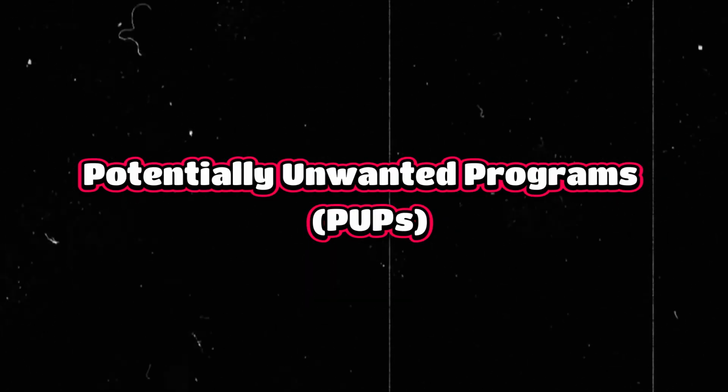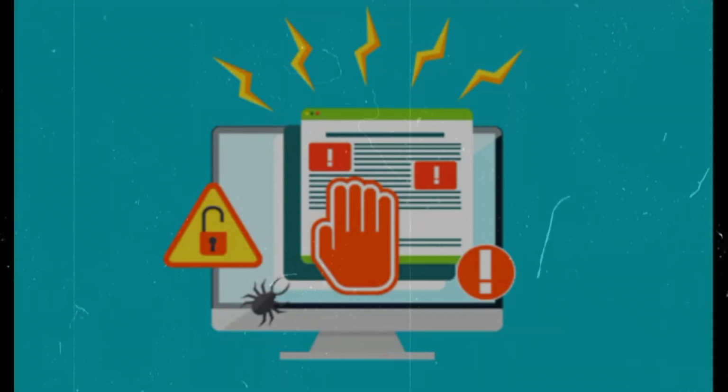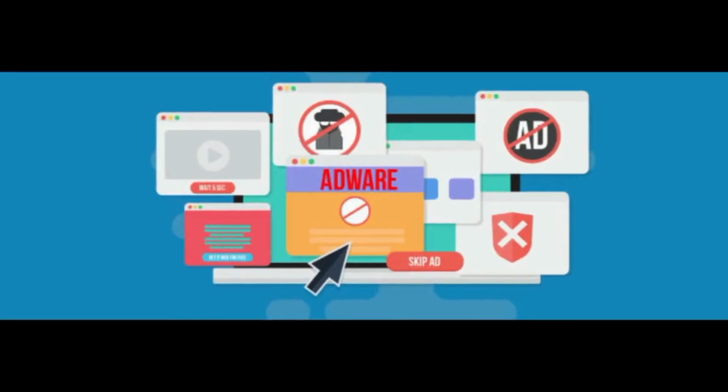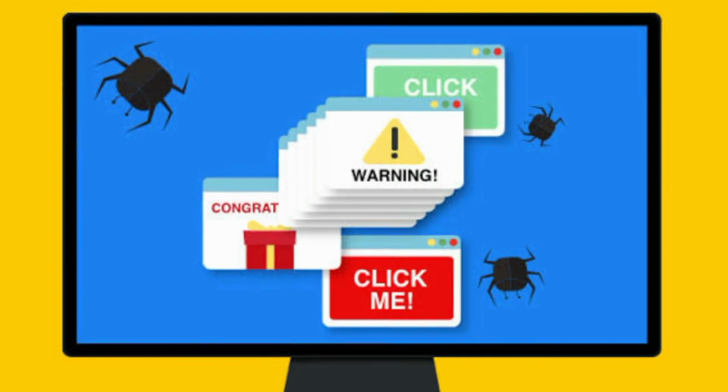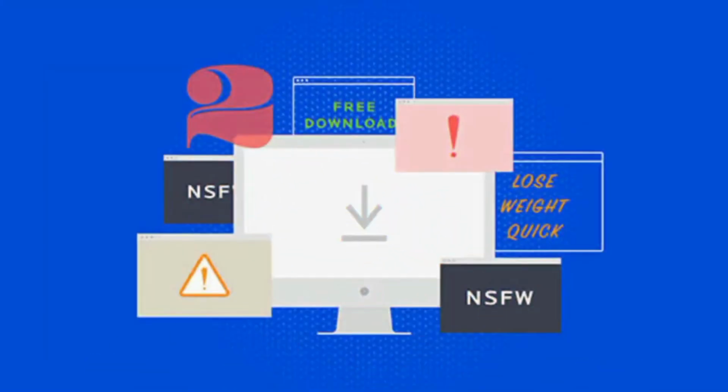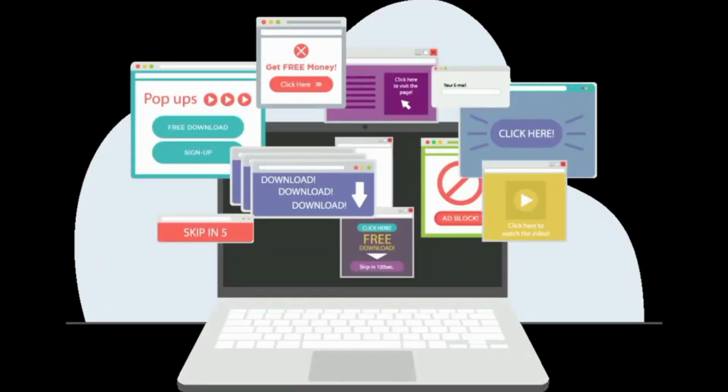Potentially unwanted programs, PUPs. PUPs are generally not as harmful as other malware, but they can still be a nuisance. Indicators of PUPs include unwanted browser toolbars, sudden changes to browser settings, and frequent pop-up ads.